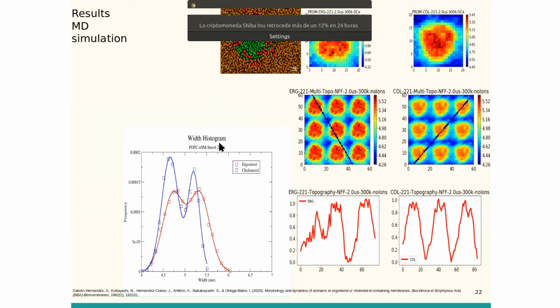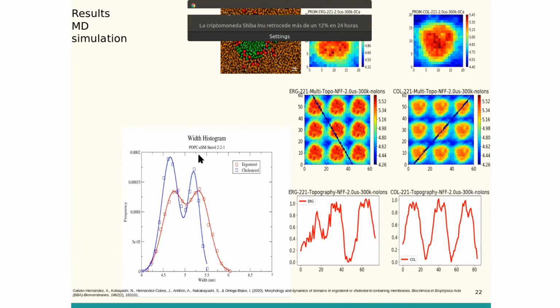And here we just look into the histograms of these pixels where we compute the width, and you see the difference in ergosterol and cholesterol. This is like doing something similar to the AFM. You can do an AFM experiment and look at the difference in height, and you get this. Obviously this repetition is simply the repetition of the periodic conditions of the simulation.